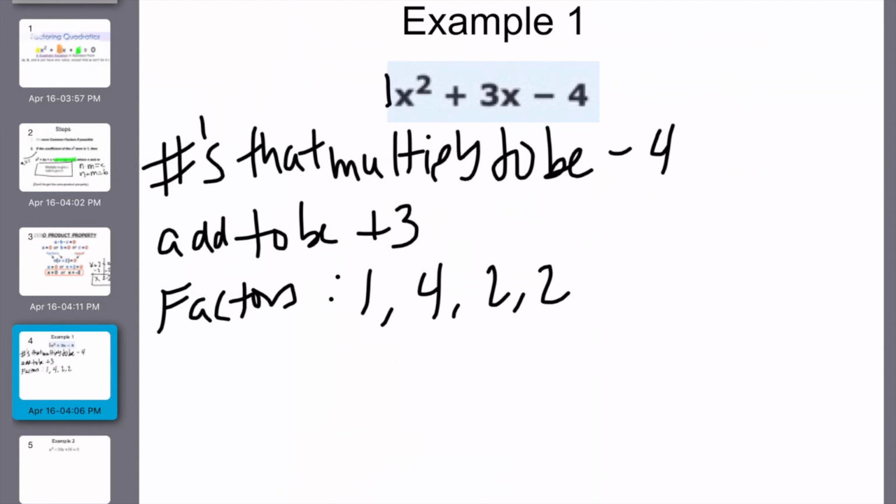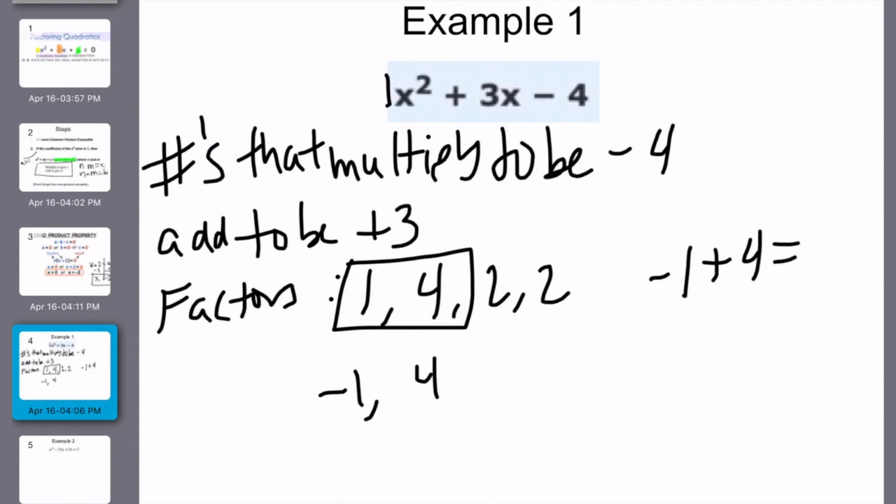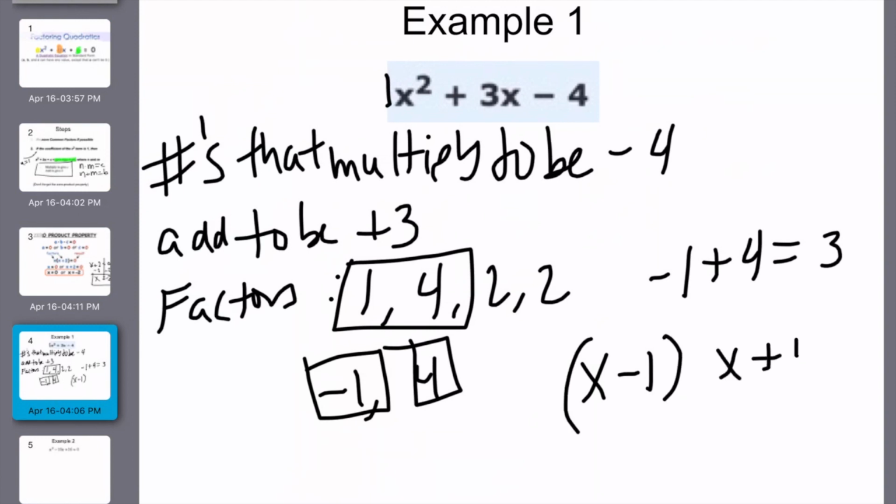So here's what I'm going to do. If I'm thinking about numbers that can multiply to be negative 4 and add to be positive 3, I know that I'm going to be using 1 and 4. In fact, I'm going to use negative 1 and 4, because if I do negative 1 plus 4, well, that equals positive 3. Okay? So this tells me that these are going to be my two numbers. So I can set it up like this. After I factor this down, it's going to factor into x minus 1 and x plus 4. Those are going to be my two factors.